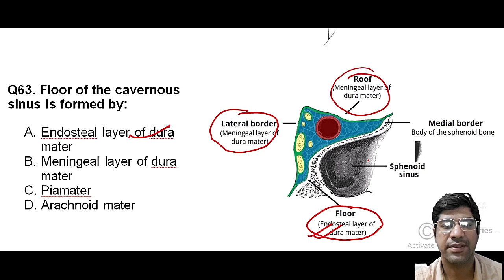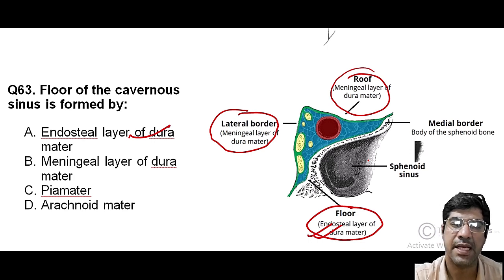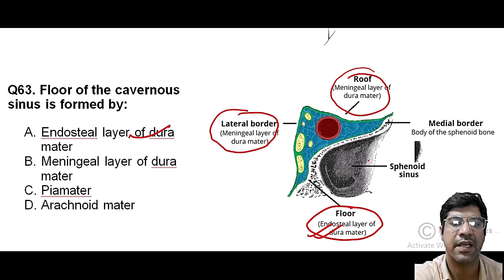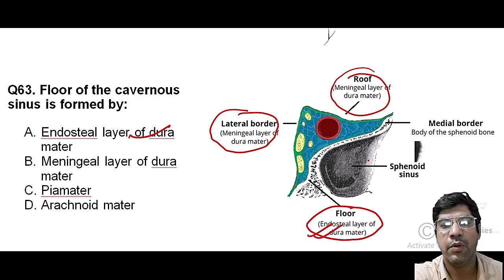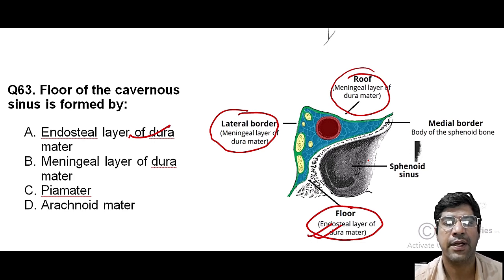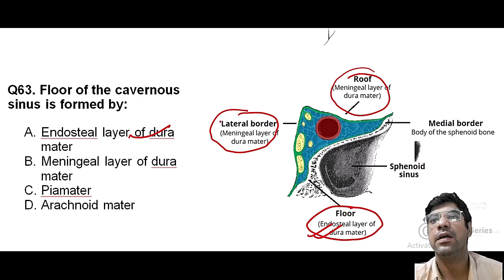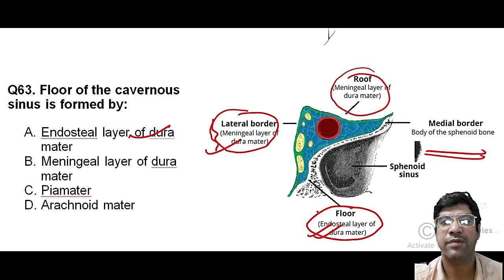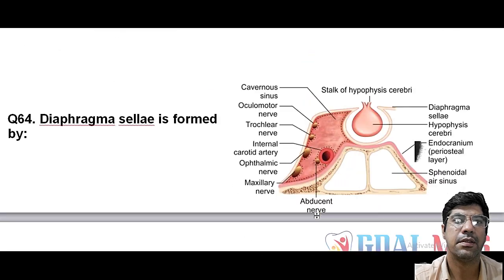It has two layers: one is the endo-ostial layer and the other is the meningeal layer. The endo-ostial is the outermost layer and it is attached to the inner surface of the cranial bone. It contributes to the formation of the floor of the cavernous sinus. The meningeal layer is the innermost layer of the dura mater and it is closely adherent to the brain. So the meningeal layer will form the lateral wall, roof and the medial wall, while the floor is formed by the endo-ostial layer.